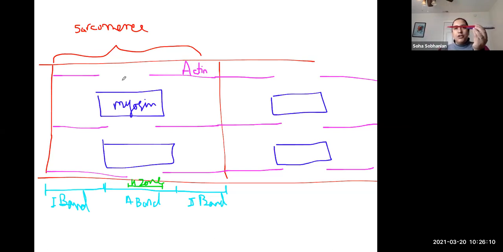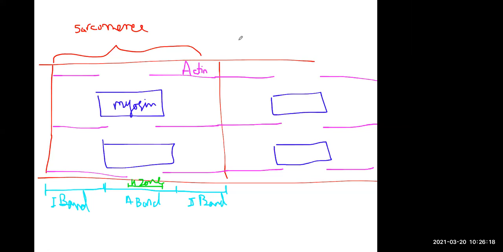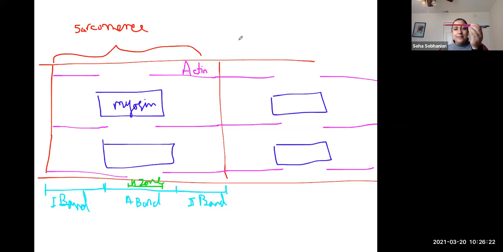When a muscle contracts, what's happening is the actin is going to move toward the myosin. So normally this is your relaxed phase. When your muscle is contracting, the actin, which is this part, is going to move inside my myosin. Okay?